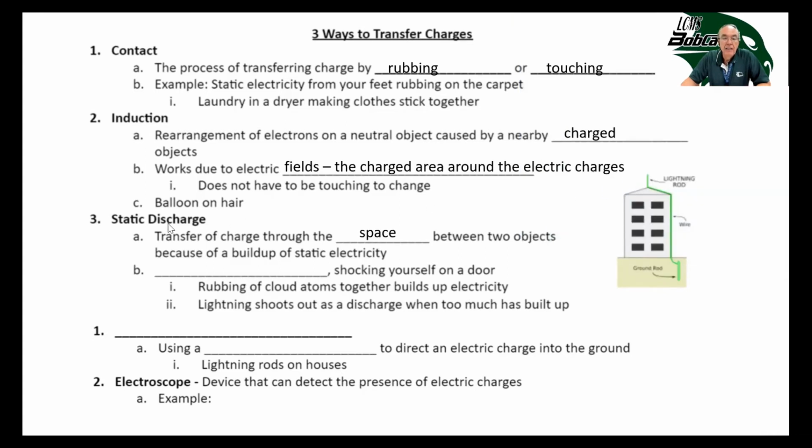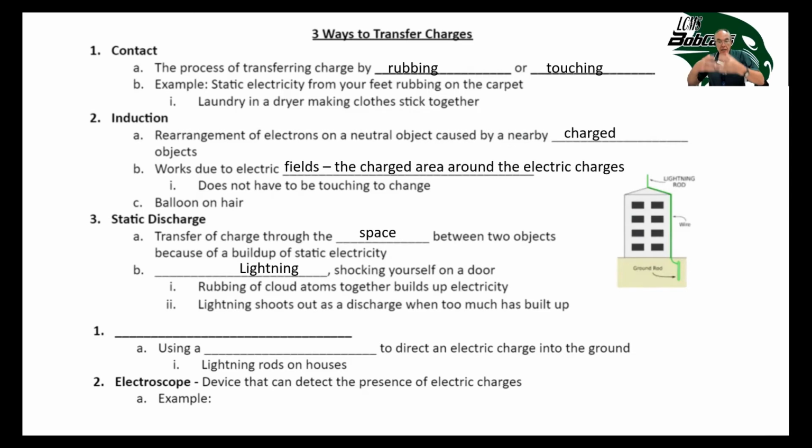Okay. Static discharge is a transfer through space, so the object that has a lot of extra built-up electrons on it, eventually there's too many of them and they want to discharge and go so that both of the objects become neutral, the one with the accumulation of charges and the one that lost the charges. So one of the most common examples is lightning, okay? Or, if you get static electricity on you and you touch a doorknob, you'll see a little spark.